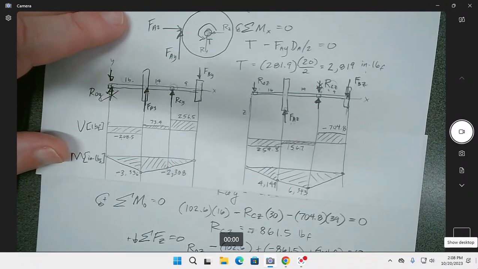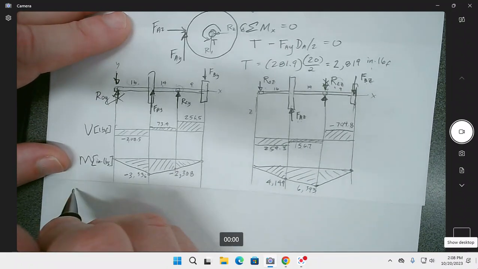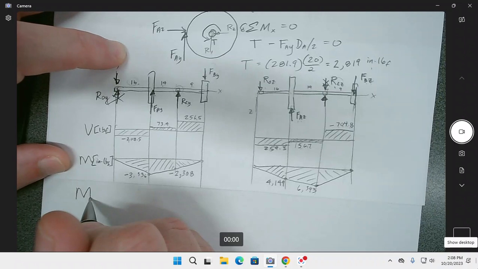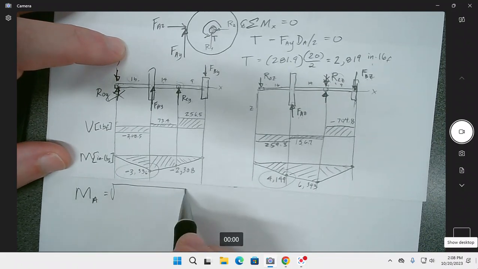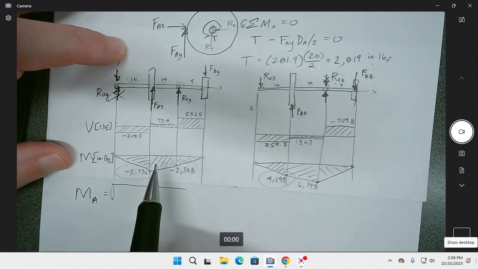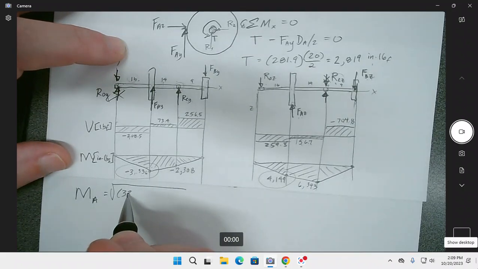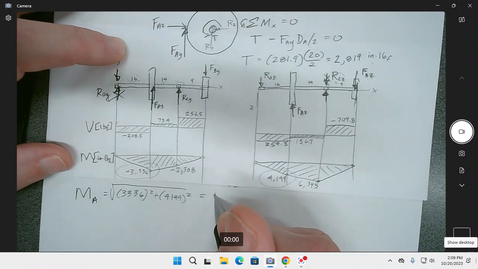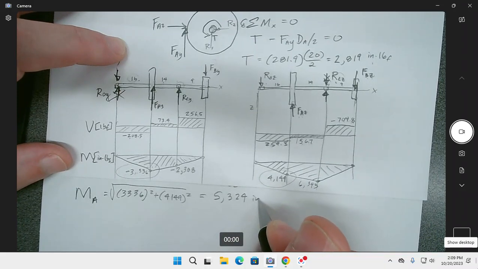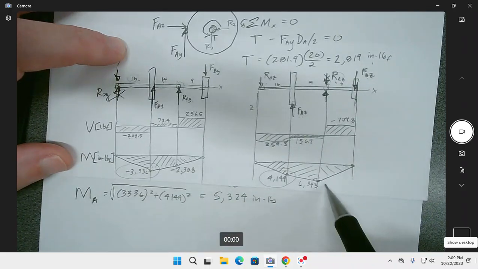Now what we want to do is find out where the maximum moment is going to be. The moment at the point we're calling A is going to be this combined with that. This is a mistake that gets made a lot. If they combine that one with that one, this is the same spot on the shaft. So 3,336 squared plus 4,149 squared, then square root the heck out of that, and we get 5,324 inch-pounds. You can already see this is not going to be the worst one, because that one is already 6,000 right there.